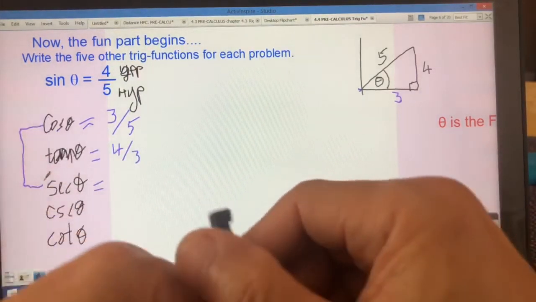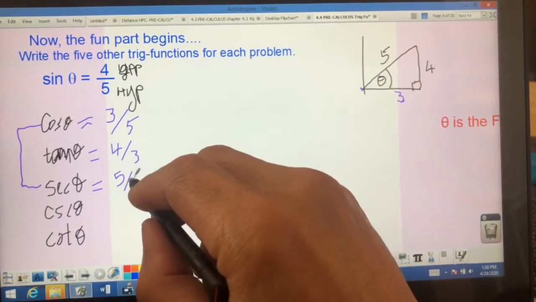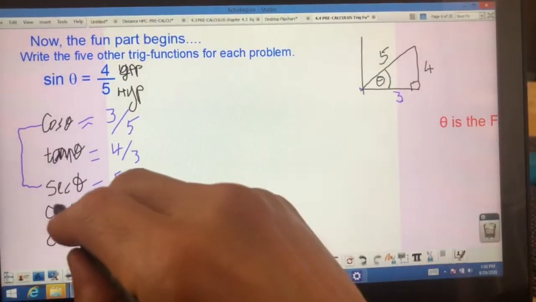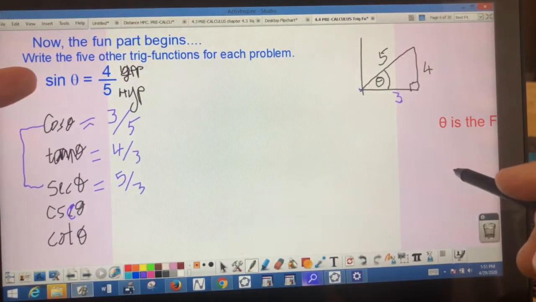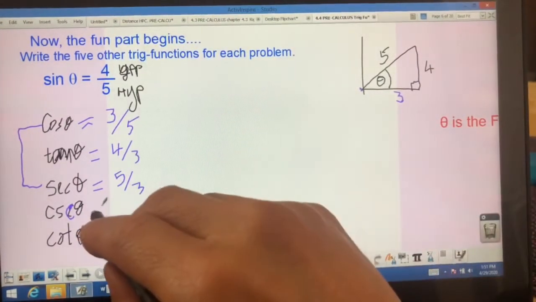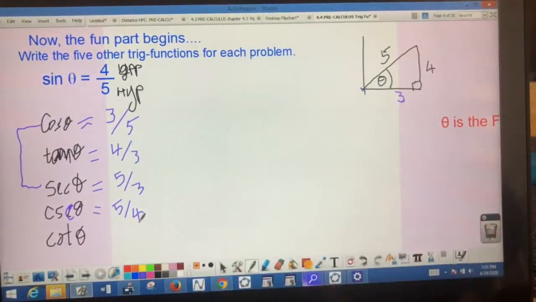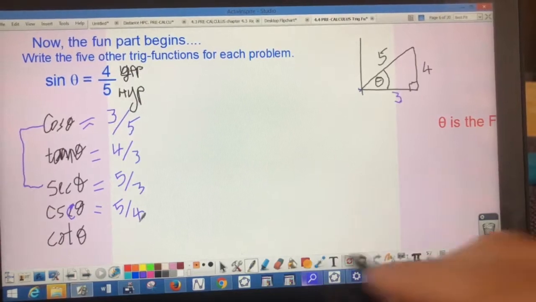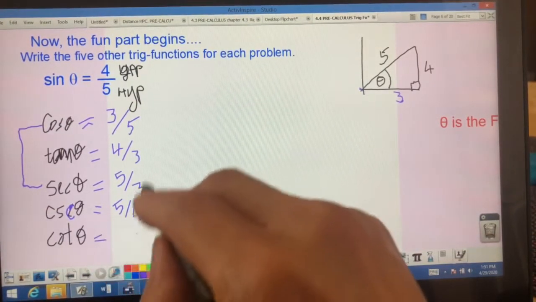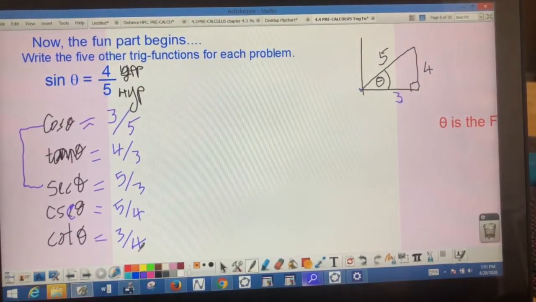So when I think about secant, get the answer from the cosine and flip it. This is supposed to be CSC, so cosecant. Cosecant is the flip of sine. I could have done that a long time ago, but it doesn't hurt to do it now. And that's it. Just flip your sine fraction. Hypotenuse is on top, opposite is on the bottom. Cotangent, again, is a flip of the tangent. So 4 over 3 now becomes 3 over 4. That's all you've got to do. All right? I'll see you guys in the next video.